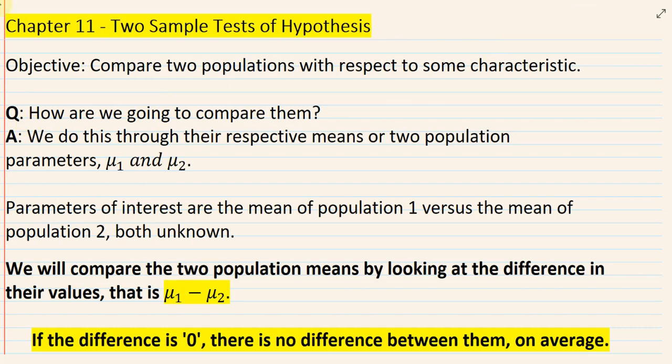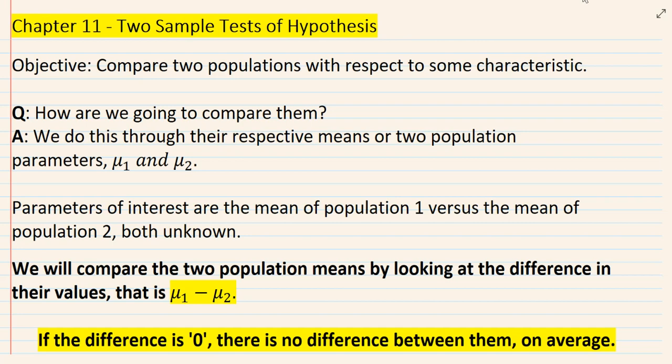So for us, the averages are going to be mu1 and mu2. So remember, mu is the population mean. The subscript 1 means the first population mean. Mu subscript 2 means the second population mean. So that is what we're going to compare. Now we will compare these two population means by looking at actually the difference between them. That's what we're going to look at.